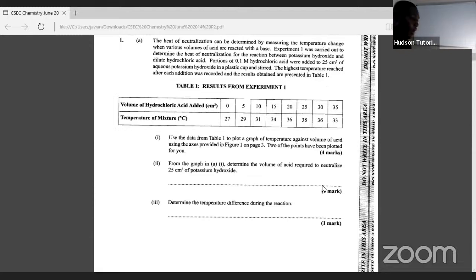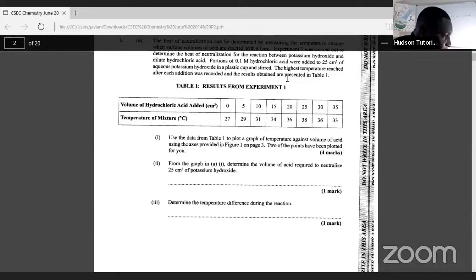Now, the volume of acid that would be needed to neutralize that 25 centimeter cube of potassium hydroxide is also 25 centimeter cubes, right? Because let's look at the reaction. It's KOH reacting with HCl, forming KCl plus H2O. It's a 1-to-1 mole ratio, if you realize, right? So the equivalent volume would be the same.